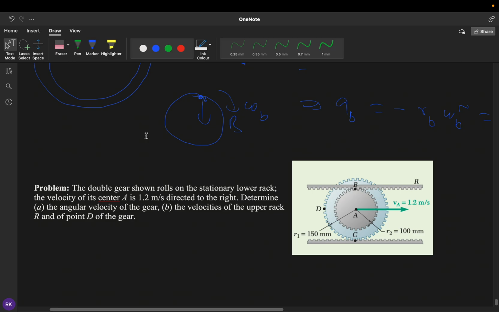Now let's solve it. In this problem it is saying that this is a double gear, which means that whatever will be the angular velocity of this gear will be the same as this gear, or we can say that it is a kind of compound gear, right? This one is a compound gear. This is an example of that.